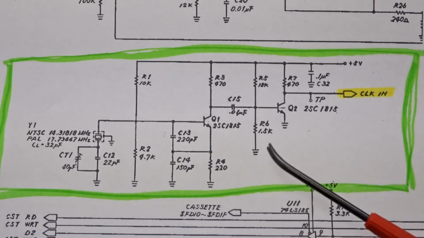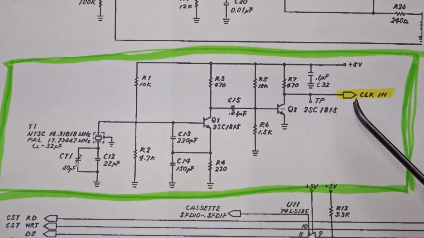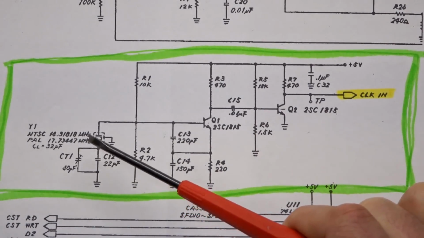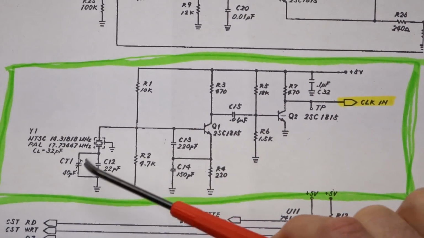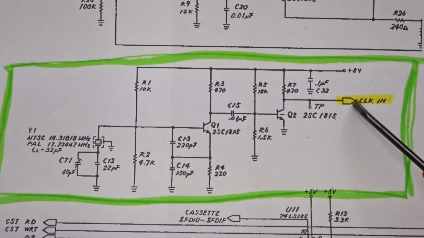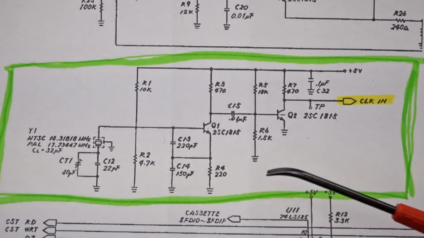This is the actual analog circuitry that generates the clock. So the yellow clock in is what's going to pin 14 on the TED. And over here on the left is actually the NTSC or the PAL crystal oscillator. All of this circuitry here is to support running this crystal and actually generating a 5-volt clock signal that goes to the TED. But like I had mentioned before, we just need to bypass this entire thing.